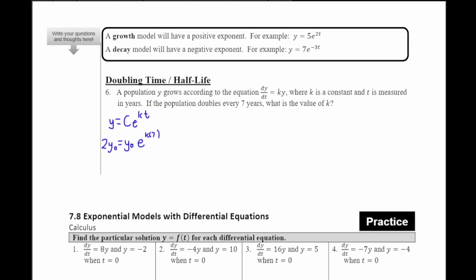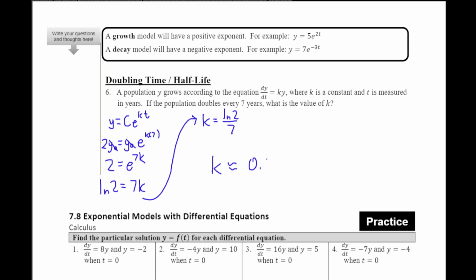So now from here, you can see that y0 cancels out. You're left with 2 equals e to the 7k. If you natural log both sides, ln of 2 is equal to 7k. And divide both sides by 7. So k is equal to ln of 2 divided by 7. And do that on the calculator. k gives you approximately 0.099. You can go ahead and start the practice.